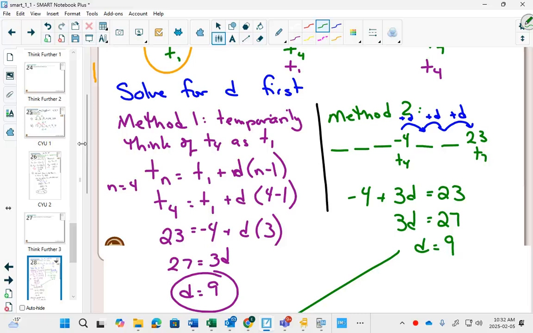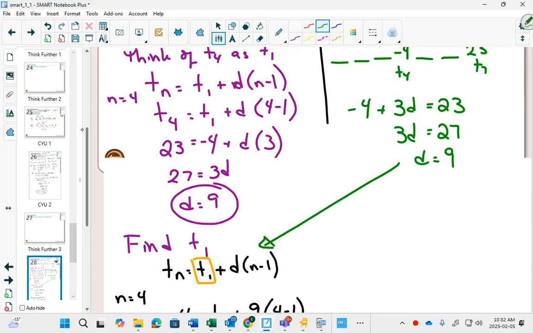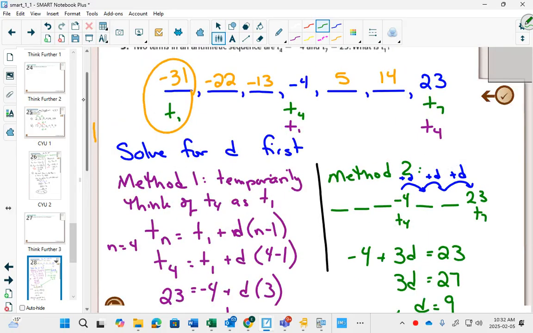Once you've solved for D first, either with method 1 or method 2, then it goes to the same thing for finding term 1. I guess there are 2 methods: you could either work your way backwards or plug everything you know into the formula. Formulas are powerful when there's only one thing you don't know. And you learned last semester that if there are 2 things you don't know, as soon as you get 2 equations, then you have a system of equations and you can solve that.